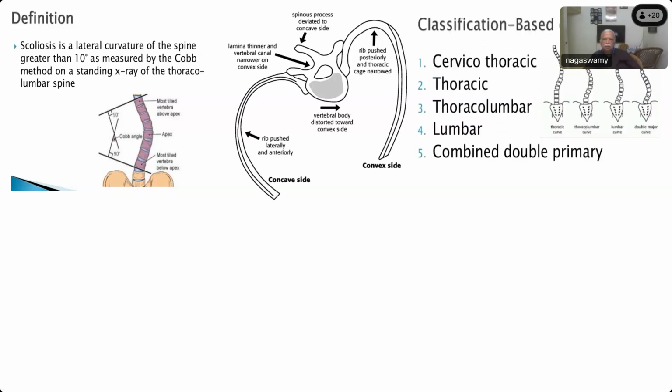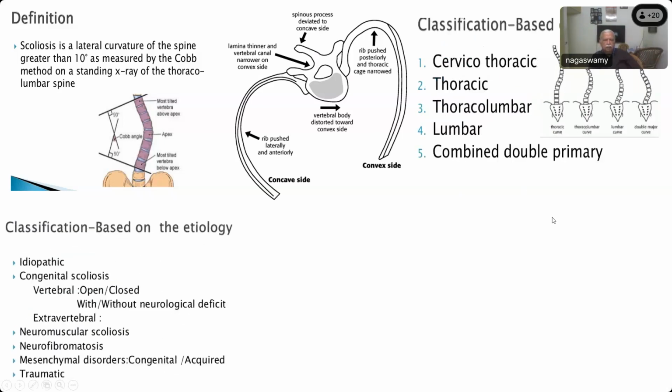And so if they ask you about the classification, you can say it will be cervicothoracic, thoracic, thoracolumbar, isolated lumbar, or a combined double primary. So it can be a single area or a double primary. Based on the etiology, most common is the idiopathic, then there is congenital scoliosis, then neuromuscular scoliosis. Patients with cerebral palsy can also develop scoliosis. Neurofibromatosis, mesenchymal, and traumatic are other reasons. They develop injury to the vertebral column in a major accident. Then traumatic scoliosis is also very common.